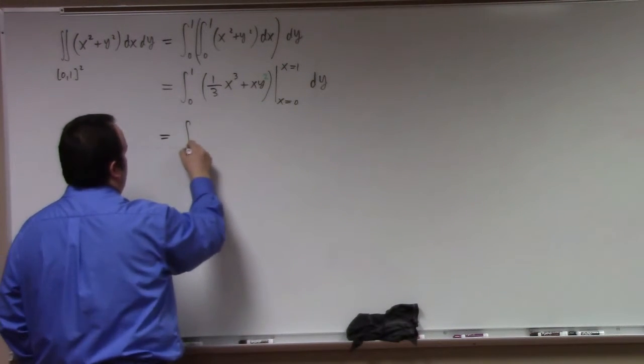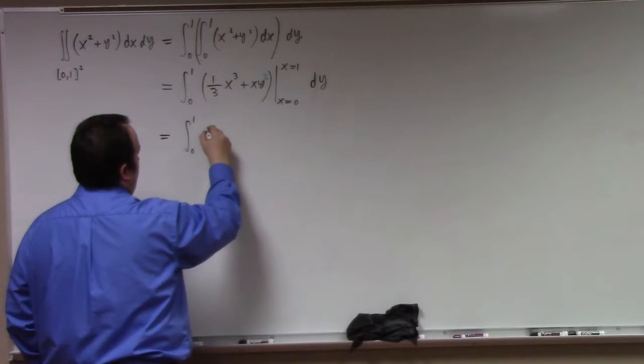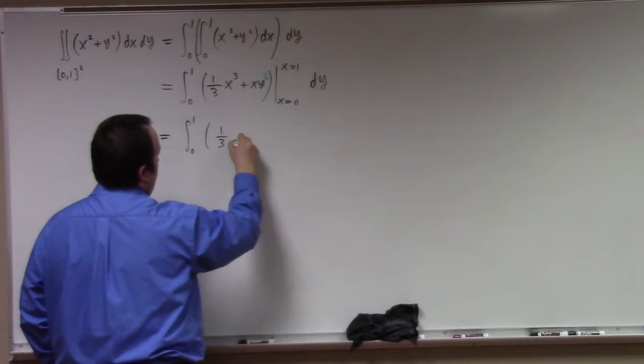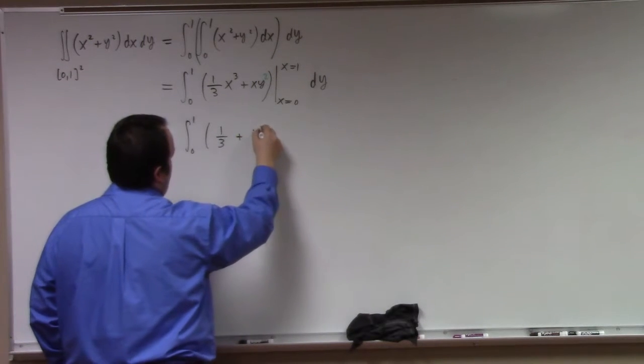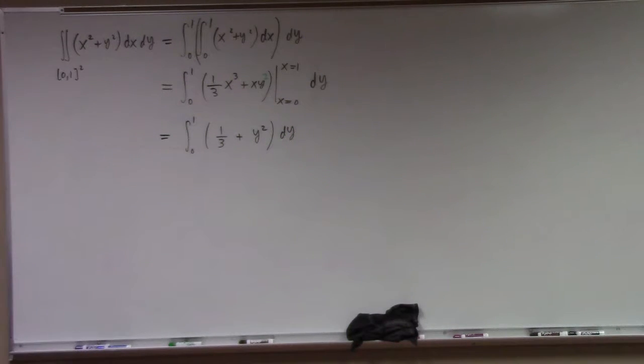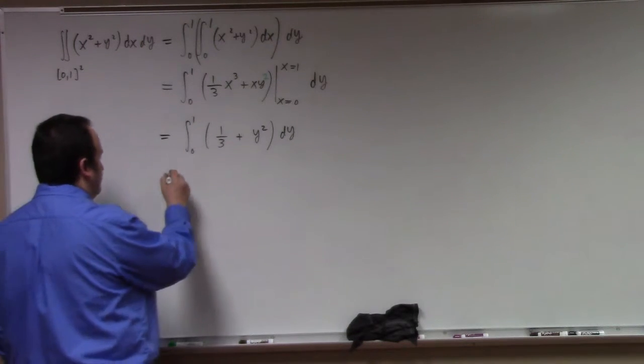Let's see here. So that's the integral from 0 to 1. And what you got, well, this is 1/3. And we get plus y squared, it looks like. Because if you plug in x equal to 1, you get 1/3 plus y squared. And if you plug in 0, you get 0. And I'm using the fundamental theorem of calculus to calculate that integral. Then we integrate with respect to y.